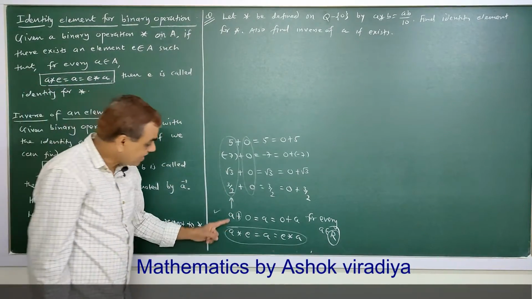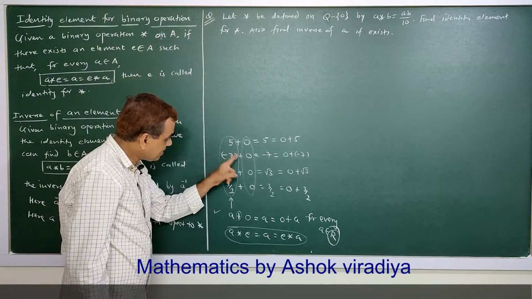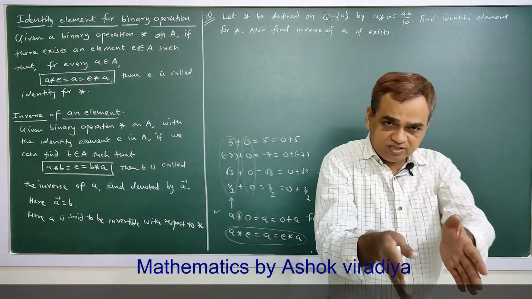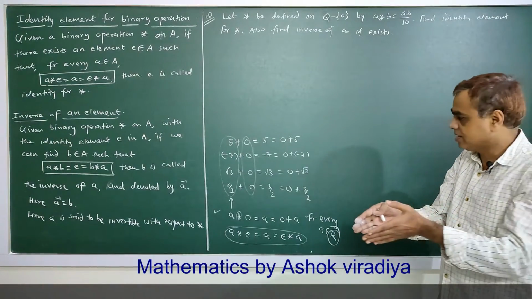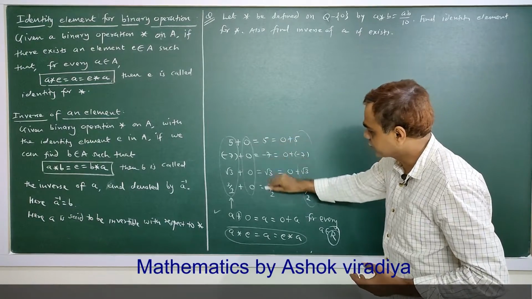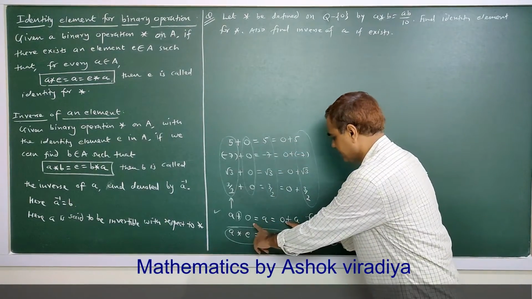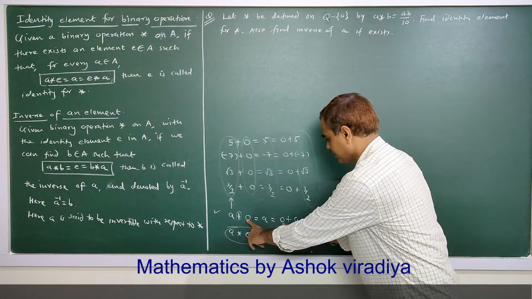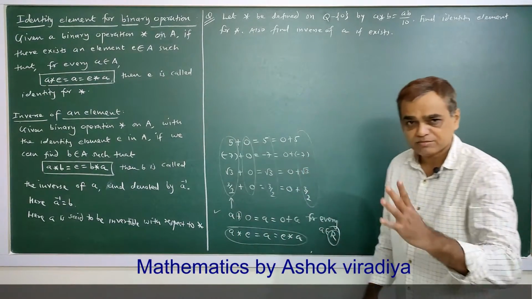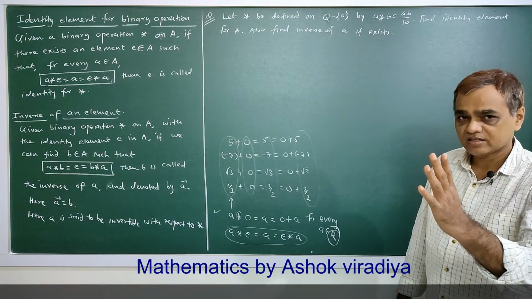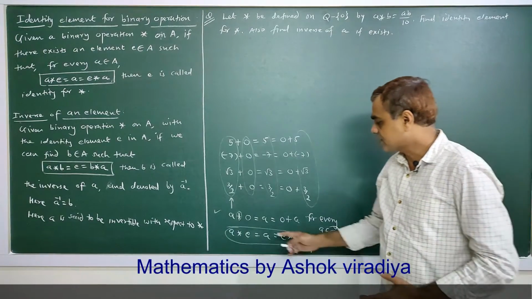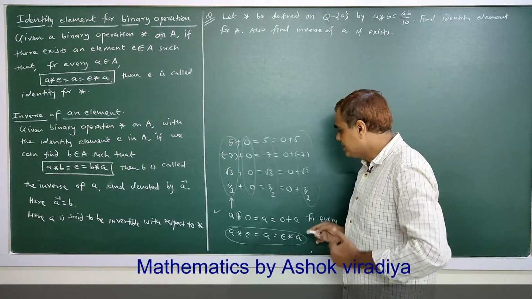We are changing A. See, this is change, but this is fixed. Identity is the element which is fixed. Every time we are changing A, not E. E is fixed. These are change. So here E is fixed, means there exists E in given set A such that A star E is E star A.